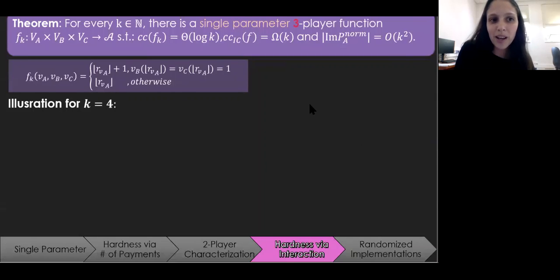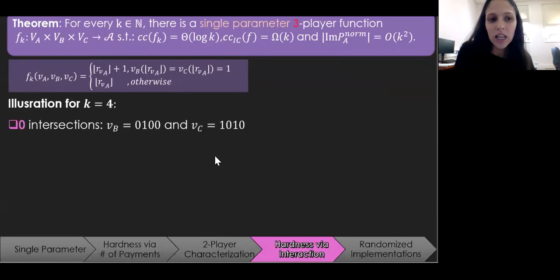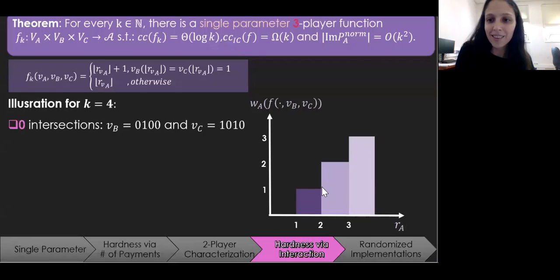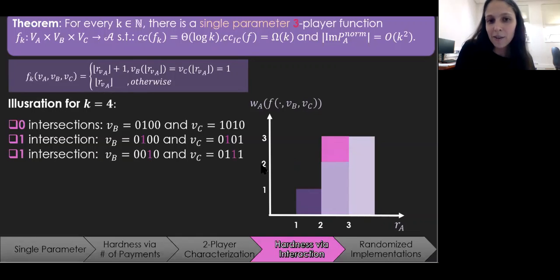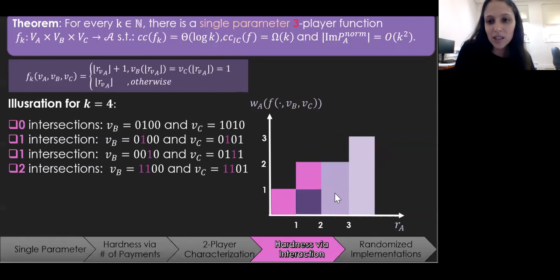We will do it by seeing an illustration for k equals 4. First of all, if the bits of Bob and Charlie do not intersect at all, this is the allocation graph that their values induce for Alice. It means 0 for 0, 1 for 1, 2 for 2, and so on. If there is one intersection, there is a bump at the location of this intersection. If the intersection moves one place to the right, then the bump also moves one place to the right. And if there are two intersections, this is how the allocation graph looks.